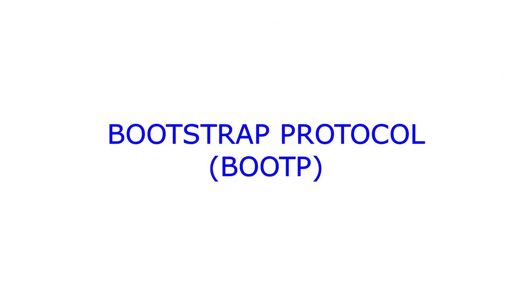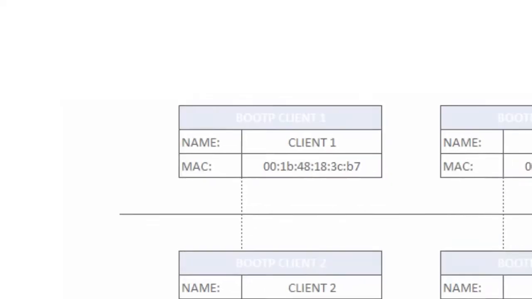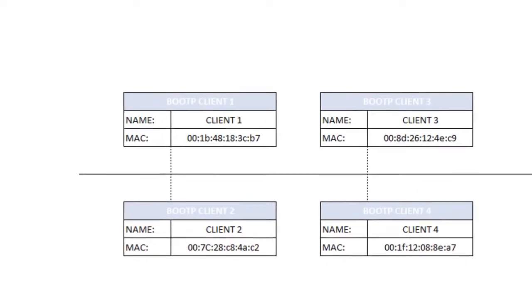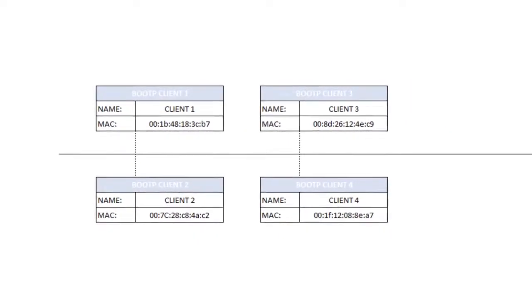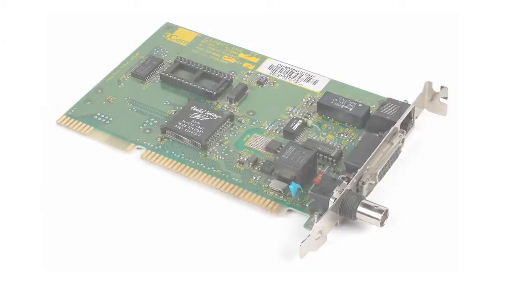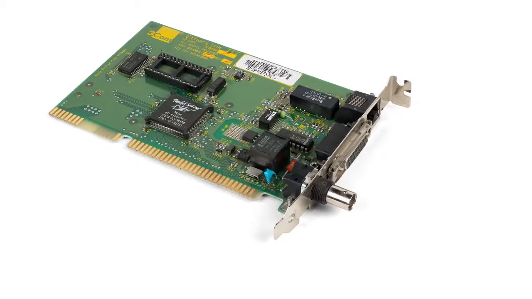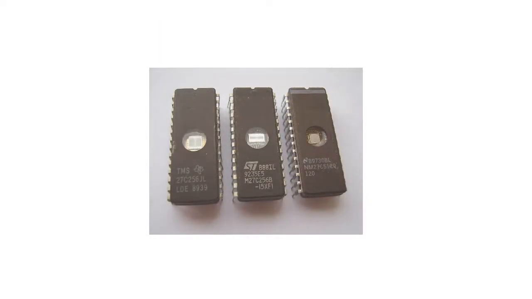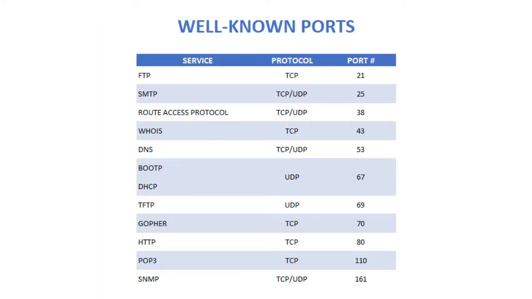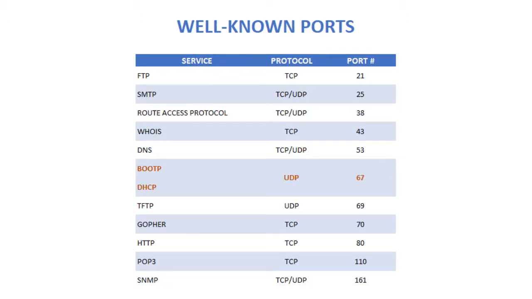Bootstrap Protocol, also known as BOOTP, is a TCP-IP protocol and service that allows diskless workstations to obtain their IP address and their boot image file from a server. The network interface card on these diskless workstations contains a programmable read-only memory chip containing code necessary to initialize the client. The BOOTP server listens on the well-known BOOTP server port 67, which Dynamic Host Configuration Protocol also uses.